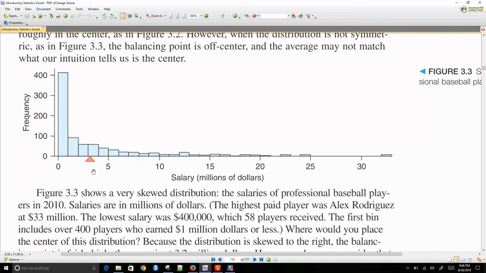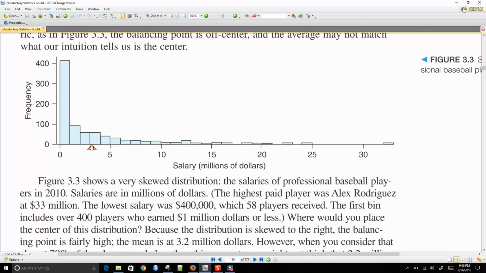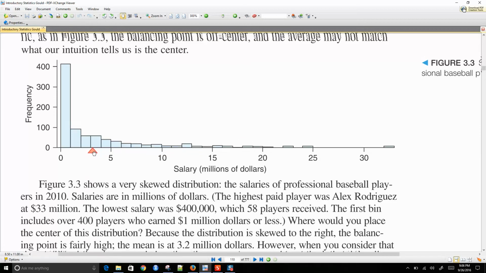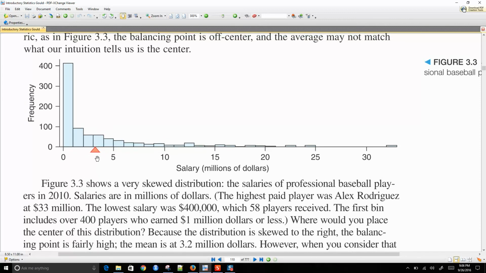If we look at it, this makes the average to be at around $3 million, $3.2 million. But if we ask what percentage of players make less than $3.2 million, it's about 70%. So is it fair to use $3.2 million as the average salary if 70% of baseball players make less than that? Maybe, maybe not, I don't know. But you have people making $33 million a year, or $20 million a year, and that's going to pull out the skew.